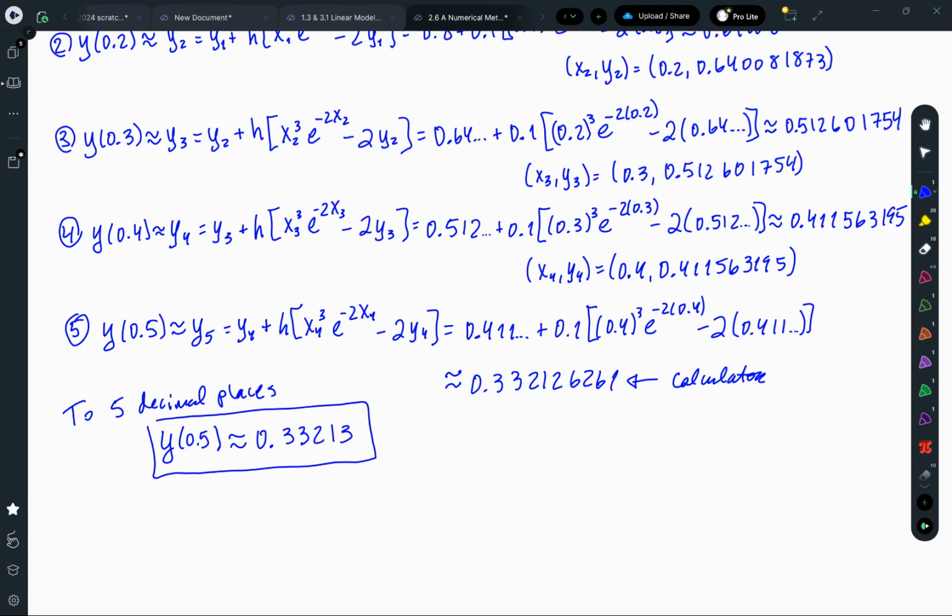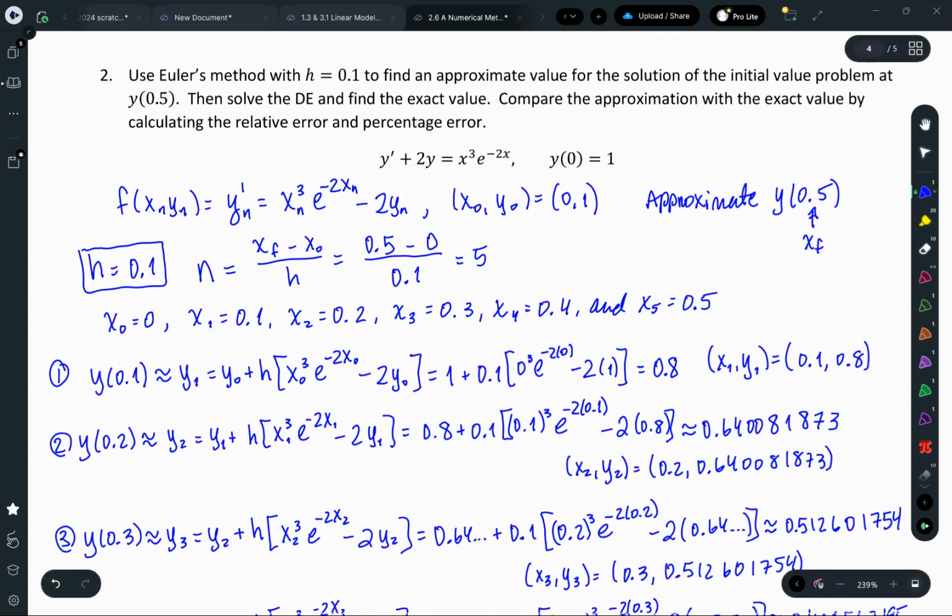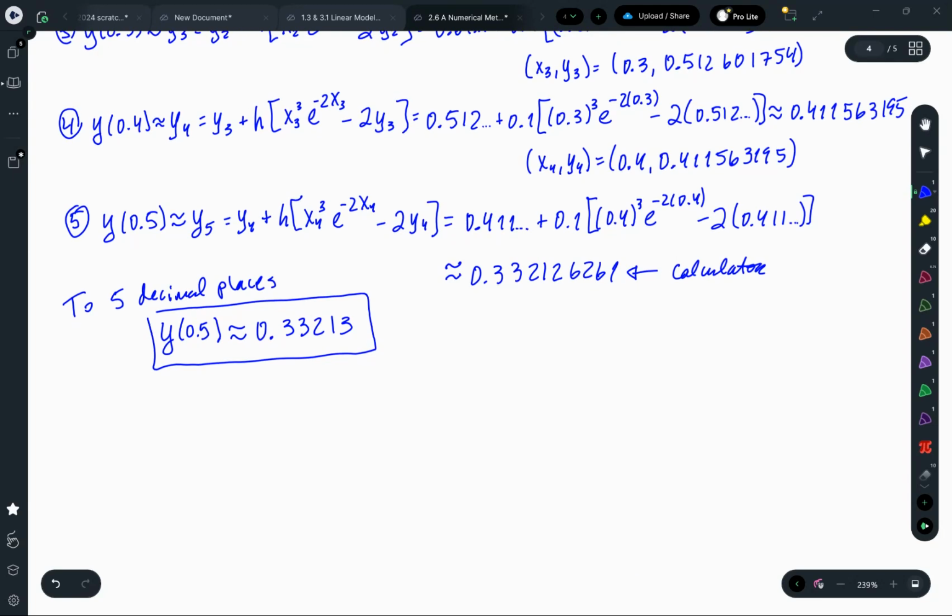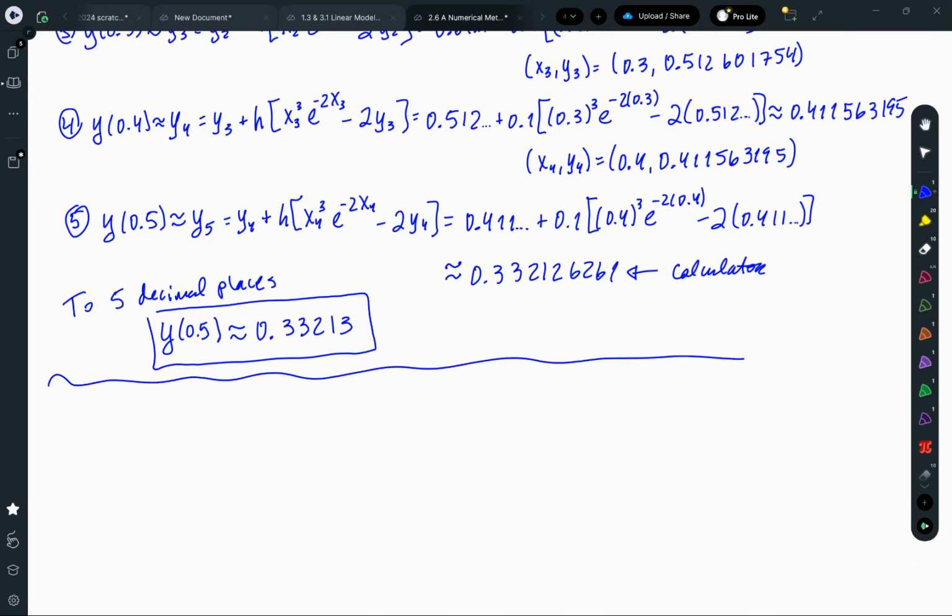All right, that's not all we were asked for. That was just part 1. The second part says, solve the DE and find the exact value. Then compare the approximation with the exact value by calculating the relative error and percentage error. Okay, so we're going to solve this. Let me rewrite the differential equation. So we're going to solve.